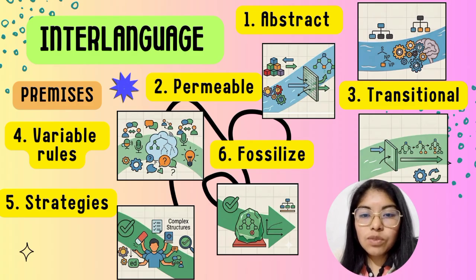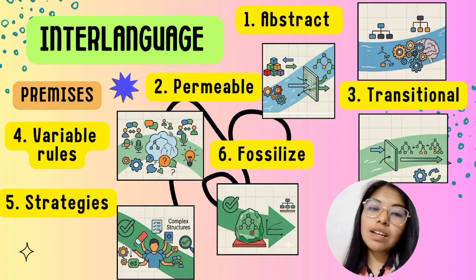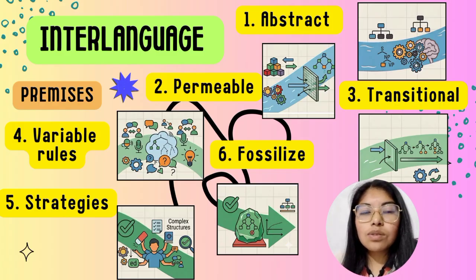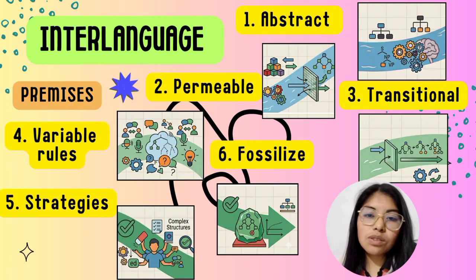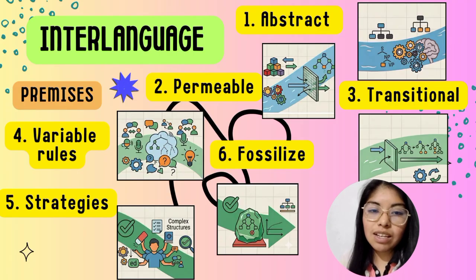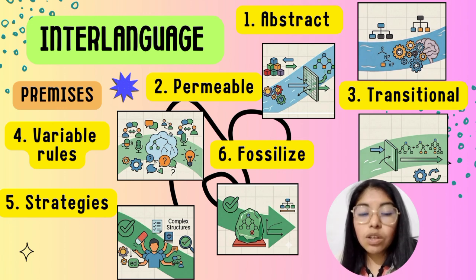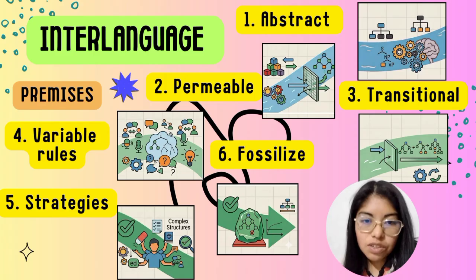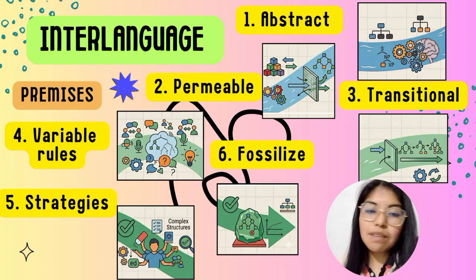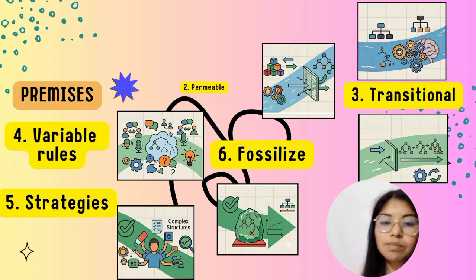The fourth is related to variable rules, and it refers to performance, when the learner wants to communicate something in a specific context. The next is the strategies. In this part, the learner can use omission or overgeneralization. And the last one is fossilization, when some errors become permanent, even if the learner keeps studying.